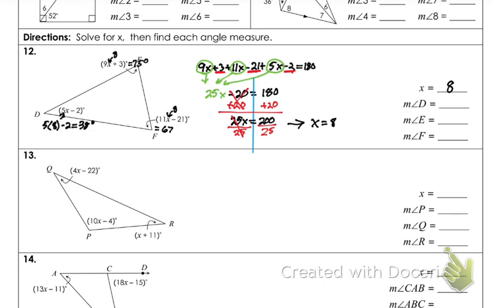So we have angle D equals 38. We have angle... I can't read them anymore. F is 67. And so our last one should be 75.